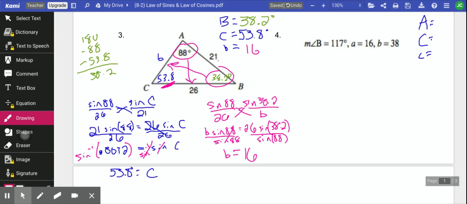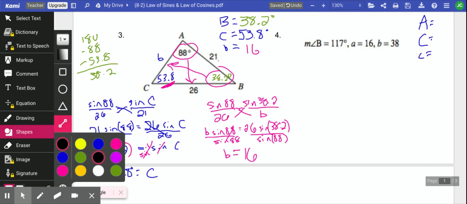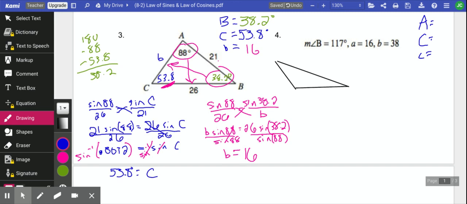So if you like to draw these, just so that you have it, we have angle B. It's 117 degrees, so I don't know, maybe like that. Okay, it's okay if this is not to scale. So this is B, 117 degrees. I don't know which one's which. I'm just going to call them A and B. So across from A is 16 and across from B is 38. Yeah, clearly I did not draw that to scale, but no big deal.